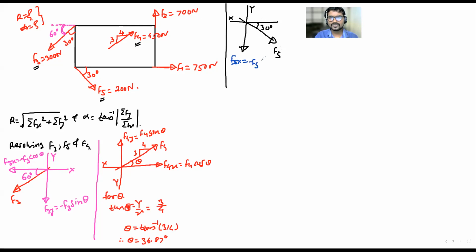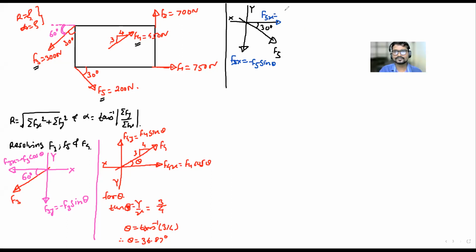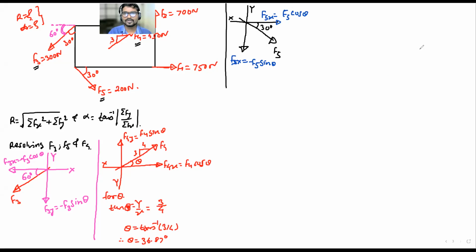Minus F5 sin theta. Will the x component be towards the left or the right, sir? Right. It will be to the right. So F5x is equal to plus F5 cos theta. Does anyone else need to be resolved? No. Then we'll go for F5y. This will be F5y.